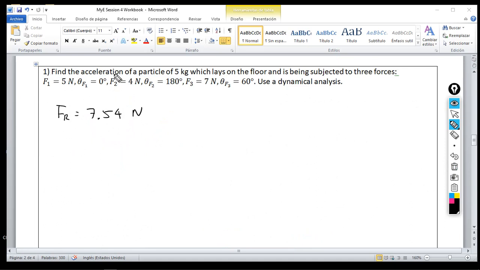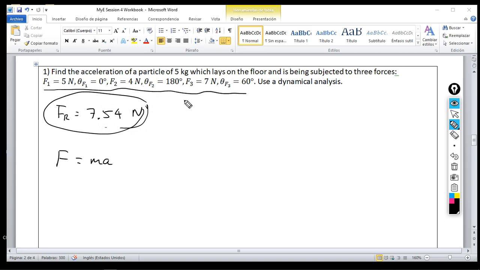In order to find the acceleration of the particle, all we have to do is help ourselves with the second law of motion of Newton, which says that force equals mass times acceleration. Do you remember this one? So we have the force acting on the particle, the resulting force. The sum of these three forces in the end is this. So that's the force that I'm gonna input in here. So I'm gonna get 7.54 newtons. We have the mass of the particle, which is 5 kilograms.